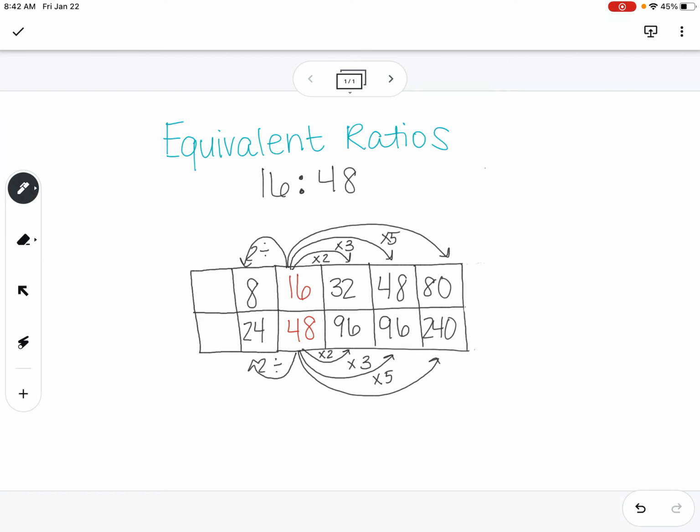Going back to my original ratio of 16 to 48, I can divide both terms by 4. So 16 divided by 4 equals 4, and 48 divided by 4 equals 12. So 4 to 12 is equivalent to 16 to 48. Basically, you can take your original ratio and multiply or divide both terms by the same number to get an equivalent ratio.